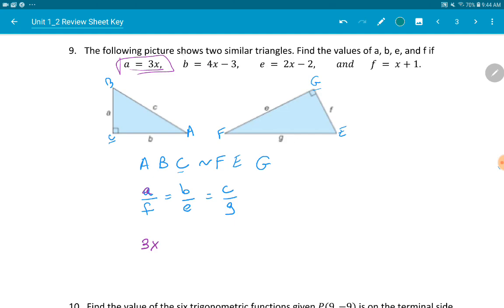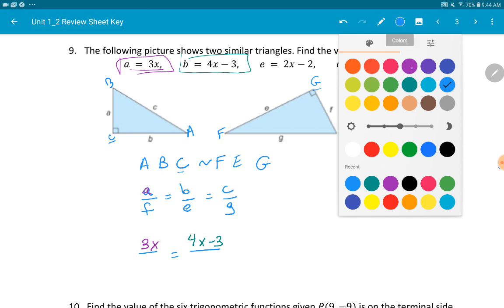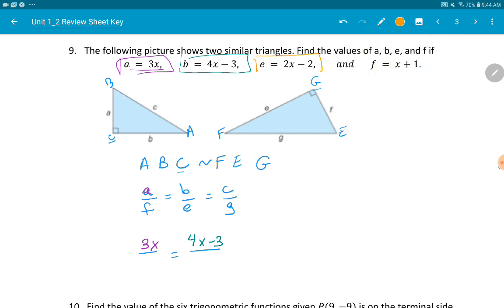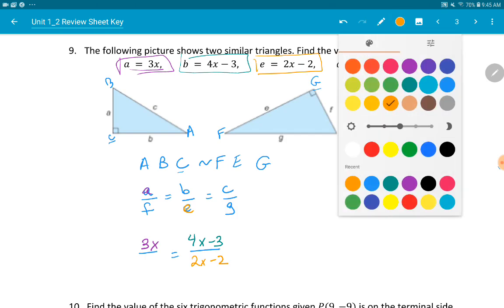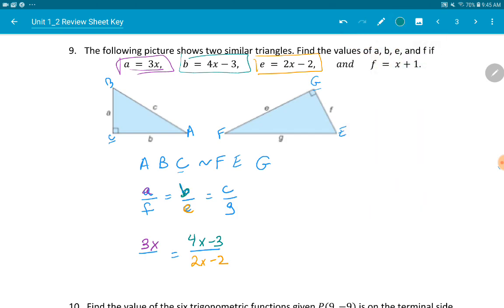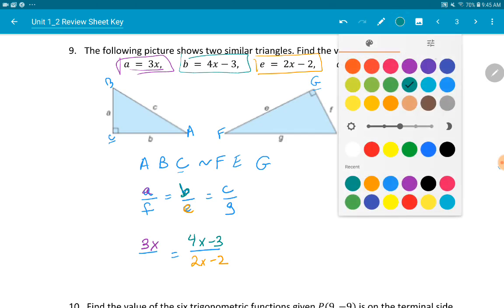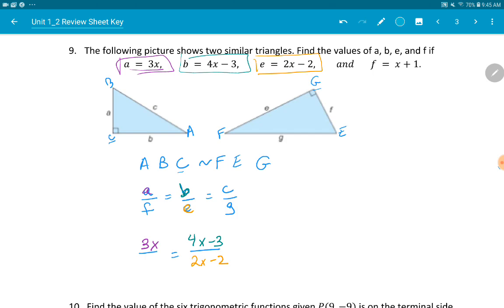And B is 4x minus 3. So that's 4x minus 3. I'll just copy my equal sign and my fraction bars. And then I have E and F. E is 2x minus 2, so that's right here, under the B. And then the last one is F, which is x plus 1. That's this guy.